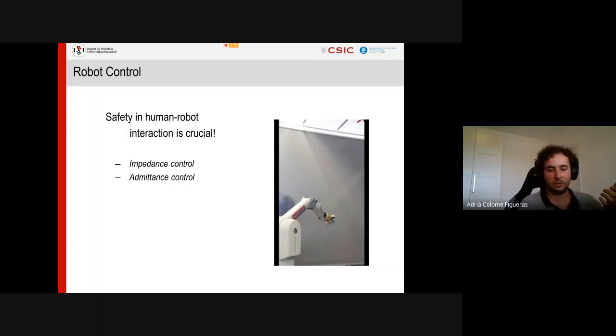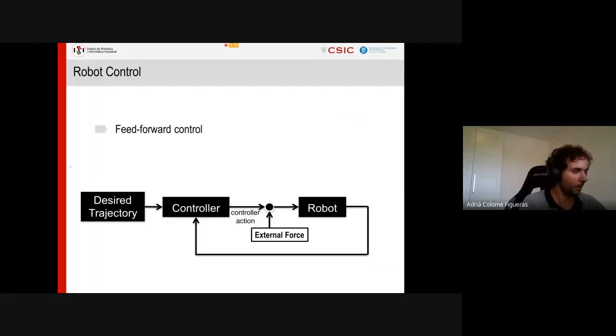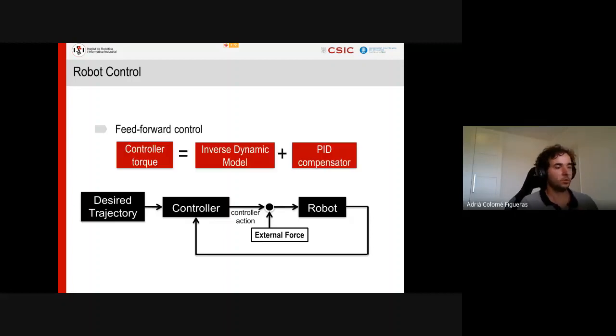And moreover, if the robot is moving fast, which is sometimes the case, then it can hit someone and be really harmful. So it's not only the inertia that it brings, but also the force that it's carrying and the force that it's applying while there is an impact or interaction. So what we usually used was a feed-forward controller.